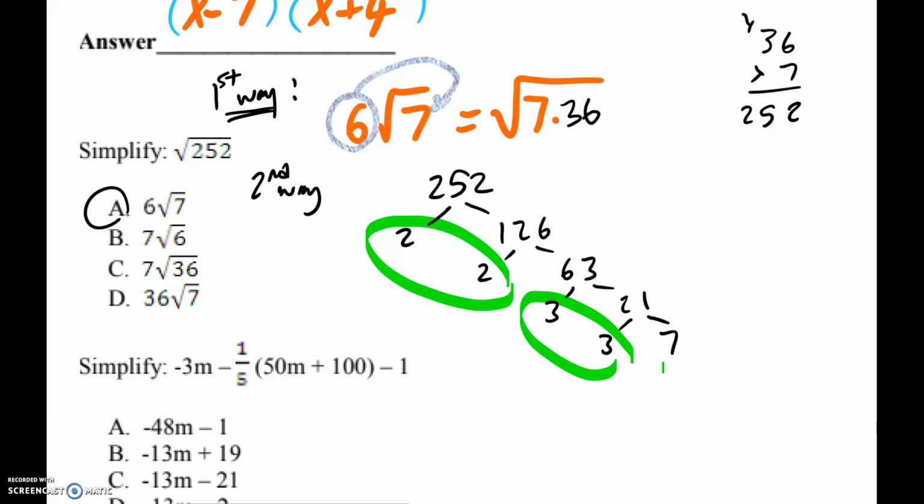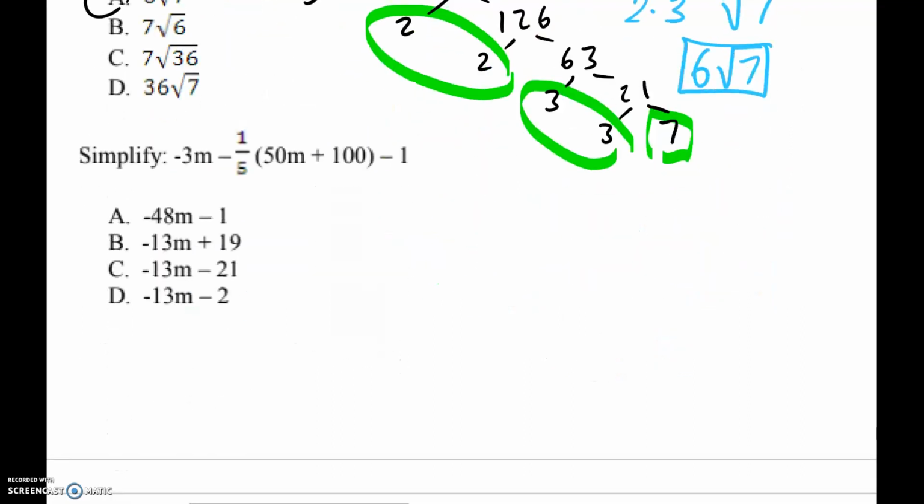And 7 is going to be in the prison. He cannot leave the square root. So 7 is in, but 2 squared is out as 2. 3 squared is out as 3. Therefore, the radical is 6. Radical 7 is the simplest form, which is part A. A is the correct answer.